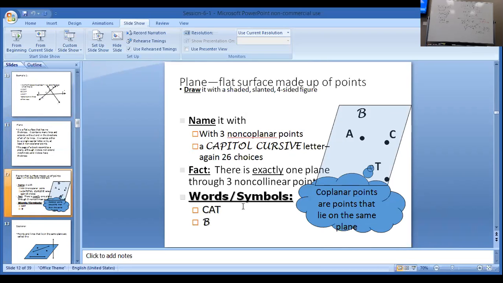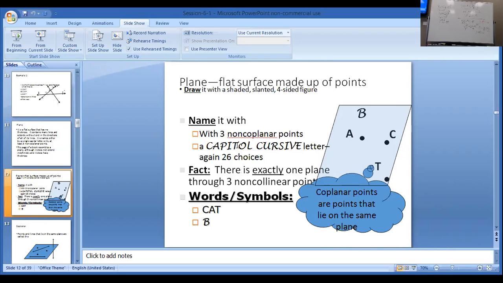For example, here we have a plane, and I made a correction on the PowerPoint. This should be: we have coplanar points A, C, and T. They are in the same plane, so they are called coplanar.